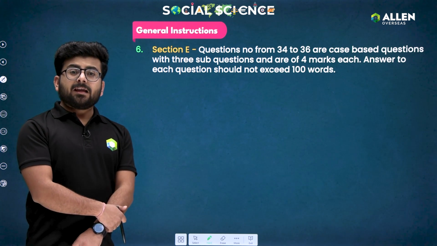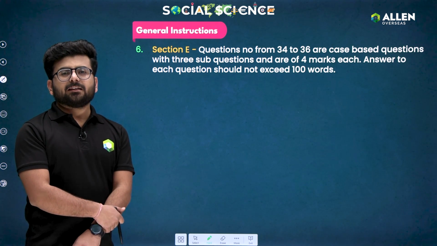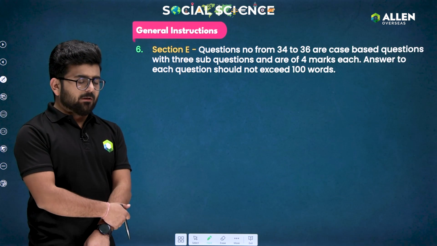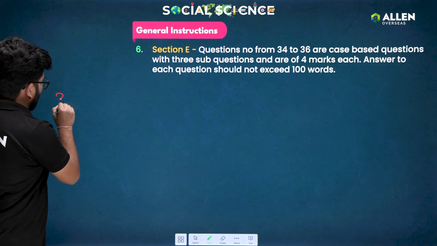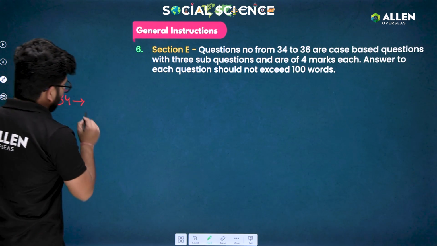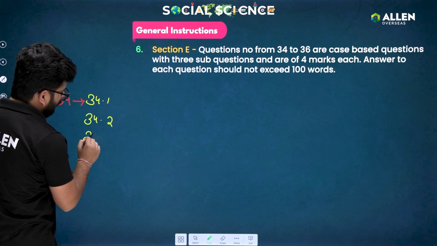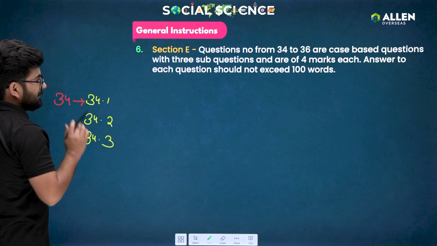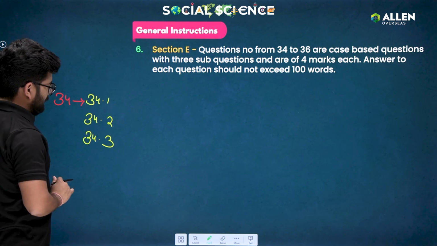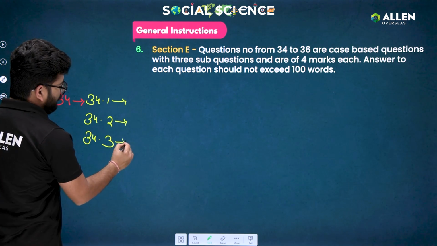But yes, here every question will have a subdivision. Ultimately, we can say that every question will have some sub-questions in it. For example, question number 34 will have 3 questions in it: 34.1, 34.2 and 34.3. Right students? Similar to it, we will have for question number 35 and similarly for question number 36.